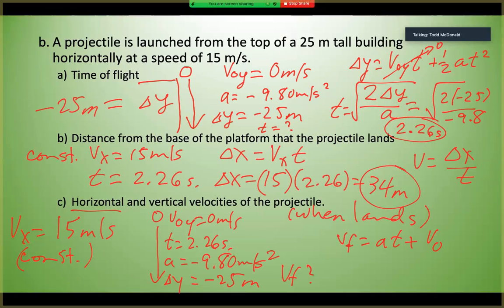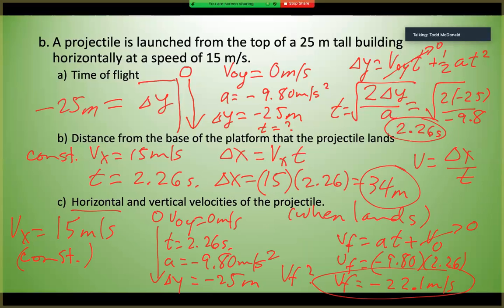So I'm going to go back and say, okay, well, I know that my acceleration is negative 9.80. I'm going to accelerate for 2.26 seconds. My initial velocity was 0, so that goes away. So we take negative 9.80 times 2.26, and we find that we have a negative 22.1 meters per second as our final velocity. The negative sign just tells us it's downward. We have a negative velocity, okay?